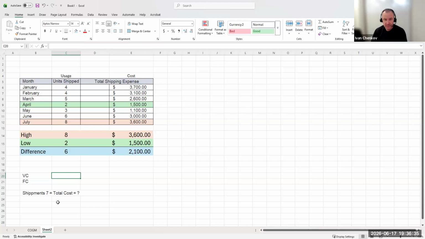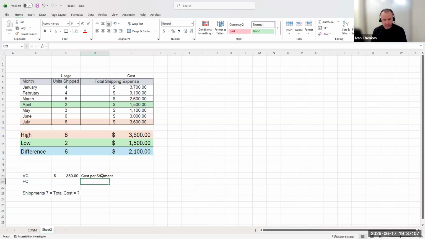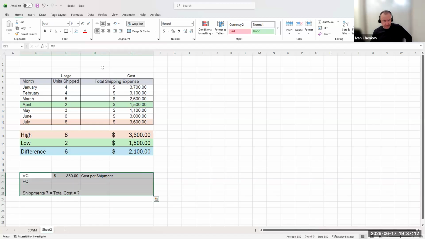Variable cost for the single shipment, if I have the cost difference of 2,100, will be 2,100 divided by 6. So the variable cost for every shipment is going to be equal to, sorry, not here, wrong. And here I'm going to have the calculation with this number as a numerator and this number as a denominator. And that's going to give me the cost per shipment. So every time I have a single shipment, that's going to cost me $350.